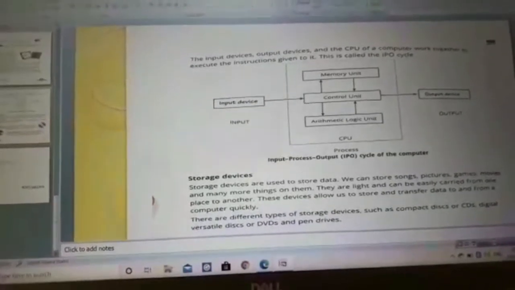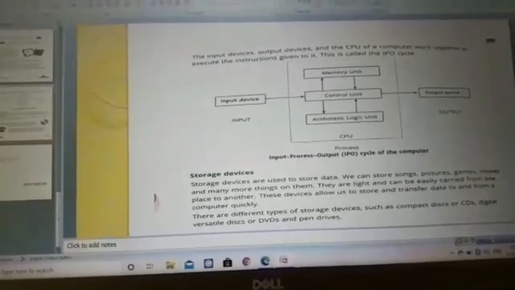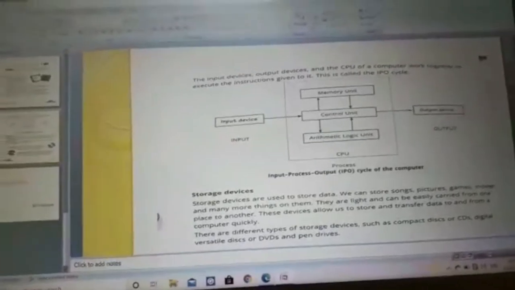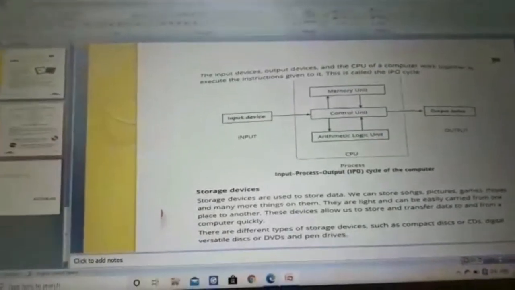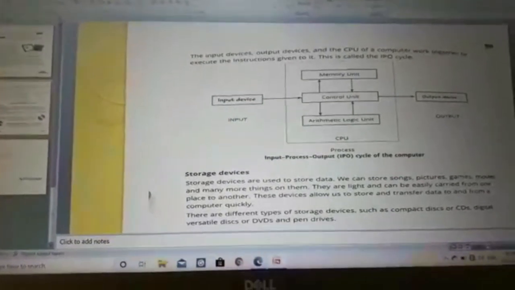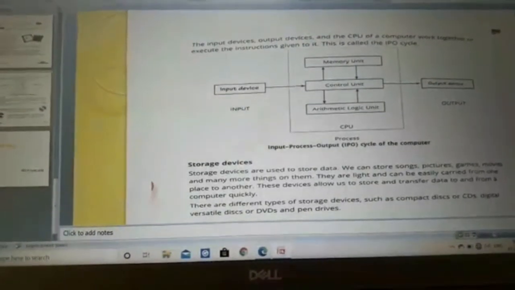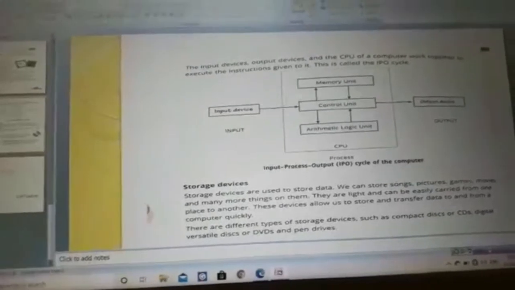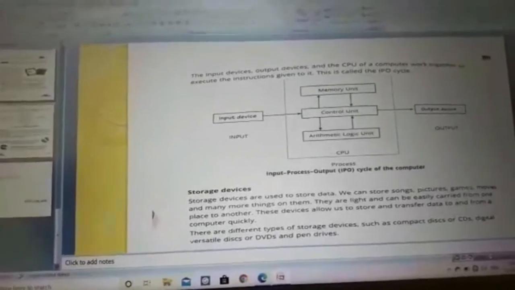Okay, so अभी हमने इनपुट डिवाइसेस के बारे में पढ़ा, आउटपुट डिवाइसेस के बारे में पढ़ा and CPU के बारे में पढ़ा। ये तीनों अच्छे से काम करते हैं for the better functioning of computer, ताकि कंप्यूटर सारा काम सही से कर पाए। So input devices, output devices and CPU work together. Now you can see in the first box it is written input device. So input devices are sending information to the computer. Then the information is getting processed. Information क्या होती है? Processed होती है by the CPU. In the middle you can see CPU.